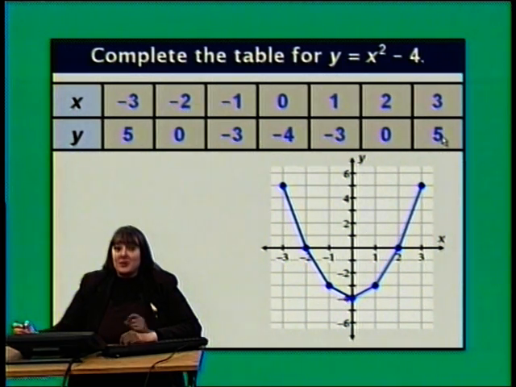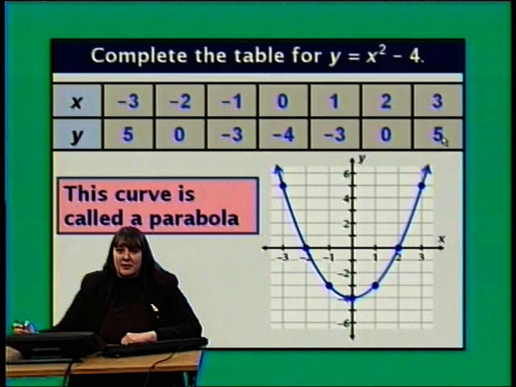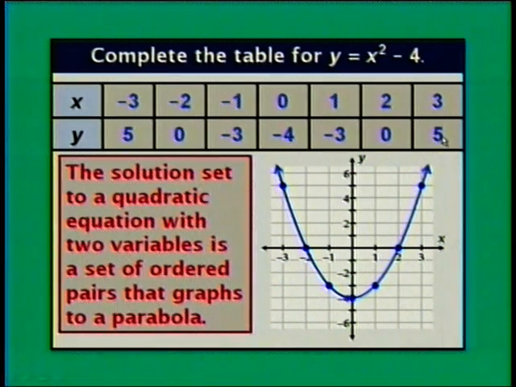However, we can't do this. What this is implying is that the slope between the points that we happen to plot is constant. We already talked about the fact that it's not. Y is changing at different rates while x is increasing by 1 each time. What we actually get here is a curve. So notice the difference between the graph we would get, which we're showing right now, by connecting the points with line segments and actually sketching in a curve between the points. This curve is called a parabola. The solution set to a quadratic equation with two variables is a set of ordered pairs that graphs to a parabola.